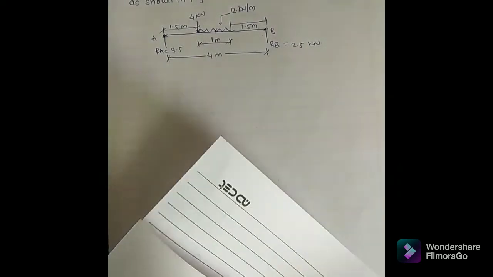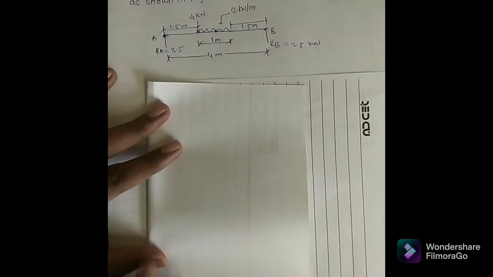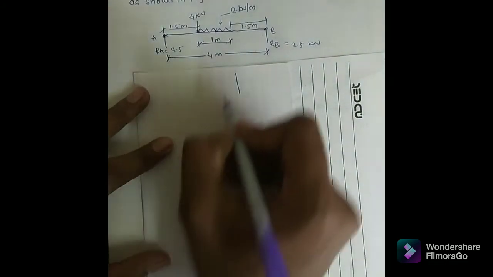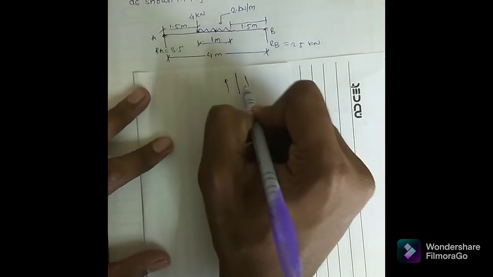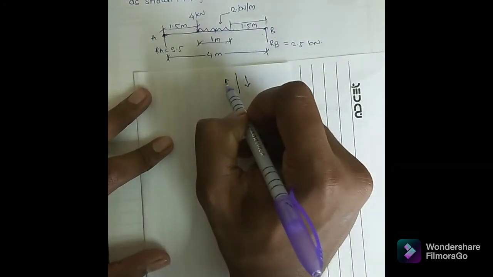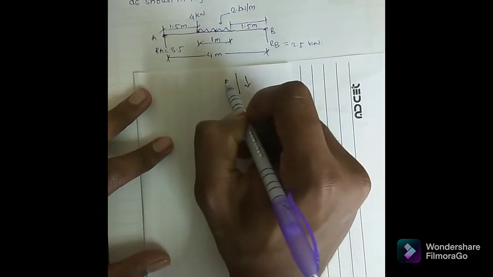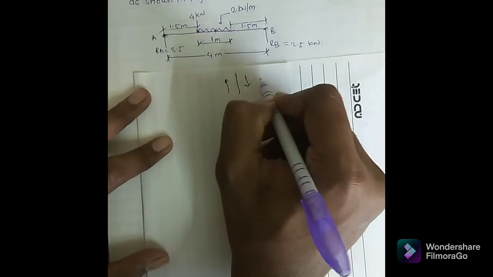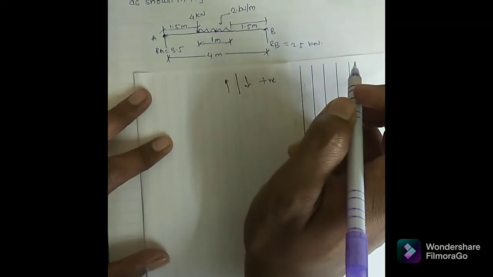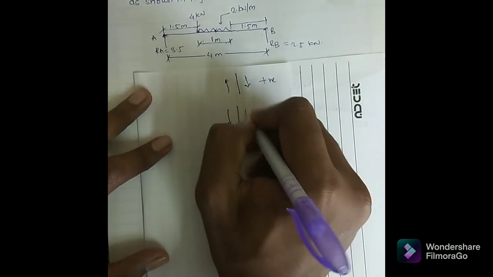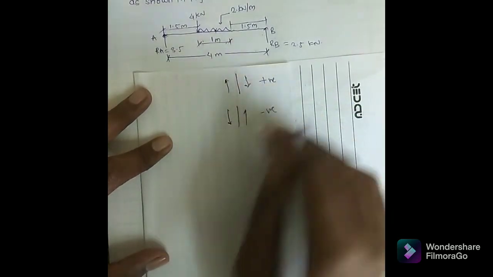Before that, we have to know the sign convention. If you take a section, on left hand side and on right hand side, if this kind of situation is there, where left hand side load is acting in upward direction and on right hand side load is acting in downward direction, then consider it as positive. And if load is acting downward here, upward here, then consider it as negative.